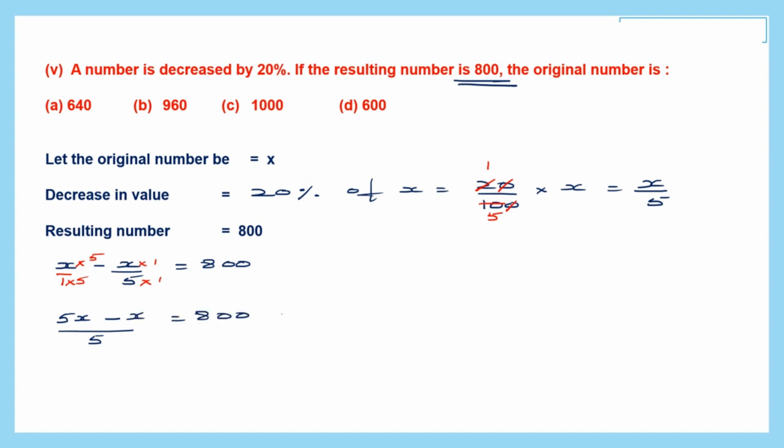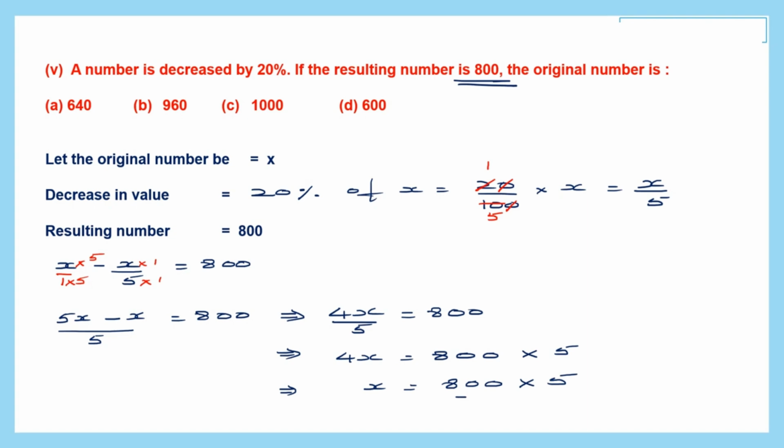Now 5x minus x is 4x. 4x by 5 is 800. So now we can find the value of 4x first. That will be 800 into 5. We have transposed it. Then now to find the value of x. This is 800 into 5 divided by 4.